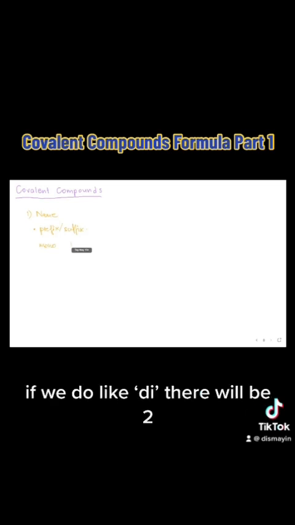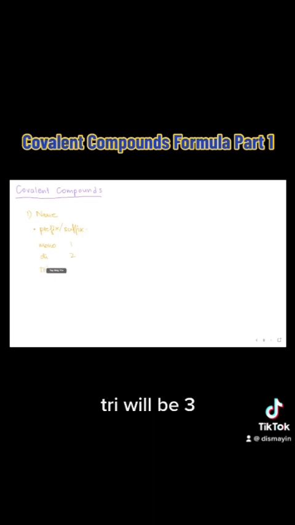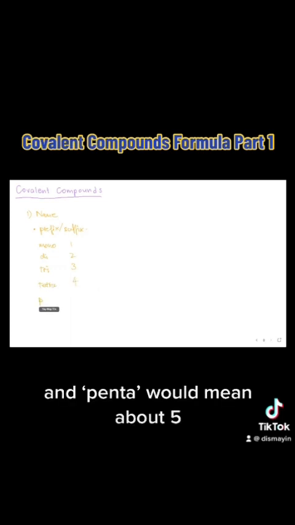If we use di, there will be two, tri will be three. Four is slightly special, it will be tetra, and that means four. And penta would mean five.